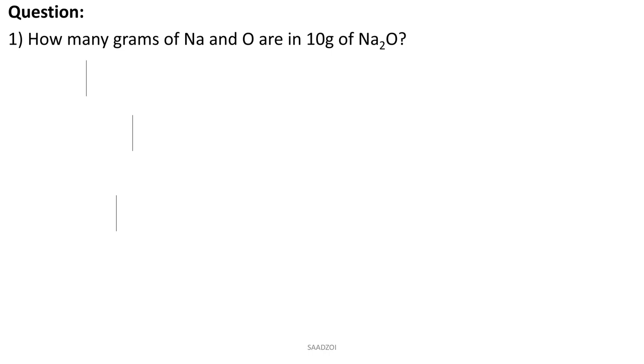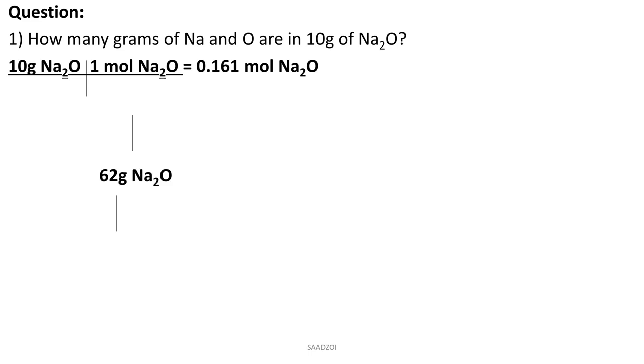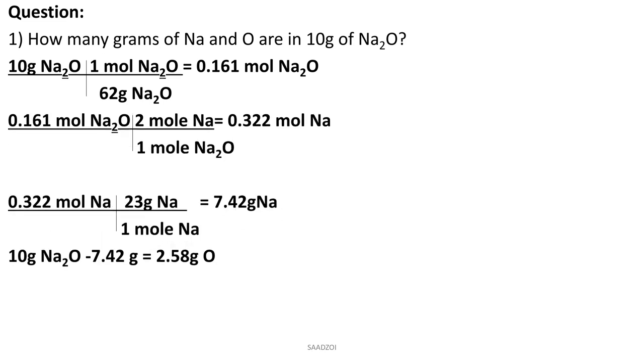All right, how many grams of Na and O are in 10 grams of Na2O? First thing we're going to do, go to moles, right? 0.161 moles of Na2O. Then we're going to go from the moles of Na2O to moles of Na. So a 2-to-1 ratio. That's because there's a 2 right there. So there's our moles of Na. Then we're going to go from moles of Na to grams of Na. The way we do that, multiply by the molar mass. So now we have grams of Na, 7.42 grams.